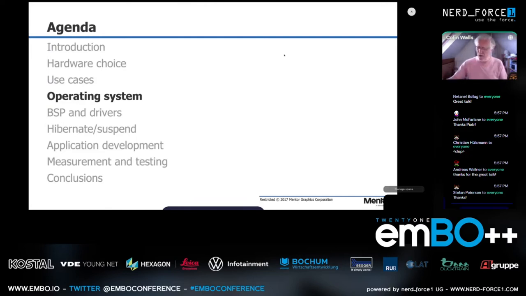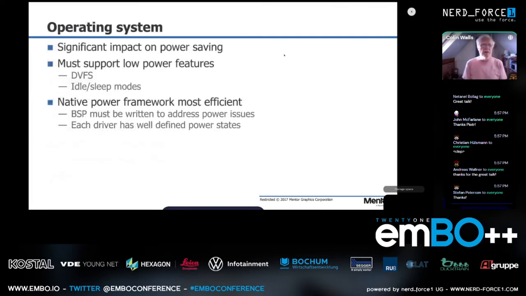Now let's look at the operating system. Most embedded devices will have an operating system of some kind, and this can have a significant impact on power saving if it has support for power management features like DVFS, that is, dynamic voltage and frequency scaling, and the idle low power modes that processors have. The most efficient way for an OS to accommodate this is to have a power framework.